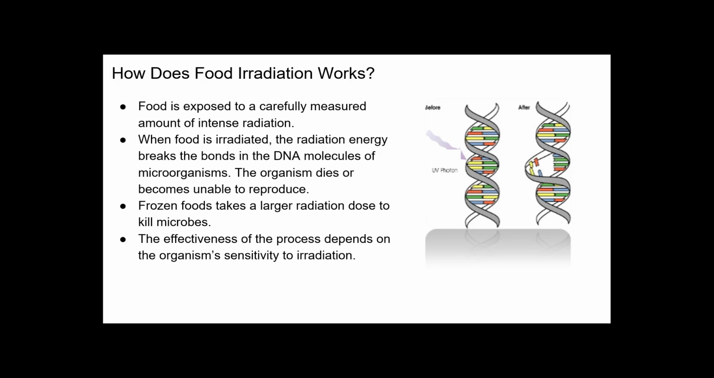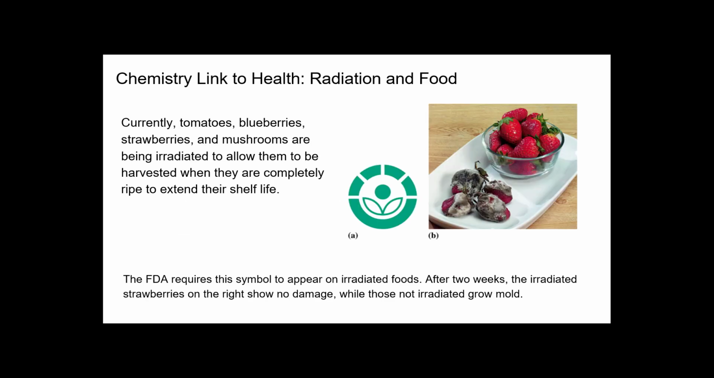It talks about the radiation breaks the bonds in DNA, and that either causes the organism to die or it cannot reproduce. And in little interesting tidbits here, frozen food takes longer radiation doses, and the effectiveness depends on the organism's sensitivity to radiation. So if food is irradiated, it has this little mark on it, which I have not seen, so I don't know where. Your book really doesn't go into much context about this, but I thought this was interesting. I've never seen this mark, and if you guys go grocery shopping, look and see if you see this.